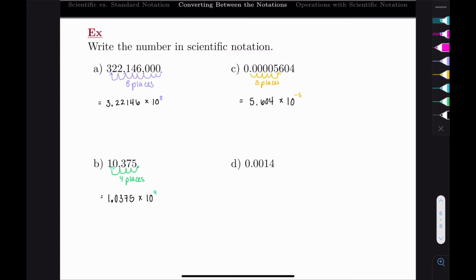And then last but not least, first non-zero number is 1, so it's going to move right after that. And it's got to move 3 places this time. And again, because it's a small decimal, it's going to be a negative exponent. So I write my decimal after the 1. We times it by 10. 3 is in the exponent, and it's negative because it is a small number. Okay.